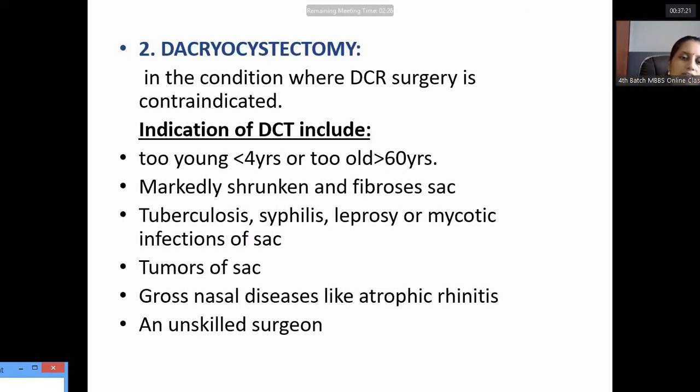And if the surgeon is not well skilled to do the dacryocystorhinostomy, then it is better to do the dacryocystectomy, as lots of bleeding will be there. It is a small area, it is very difficult to do, and even a skilled surgeon may not manage, and there is a high chance of recurrence. So nowadays the number one contraindication is atrophic rhinitis, where you cannot do the DCR surgery.